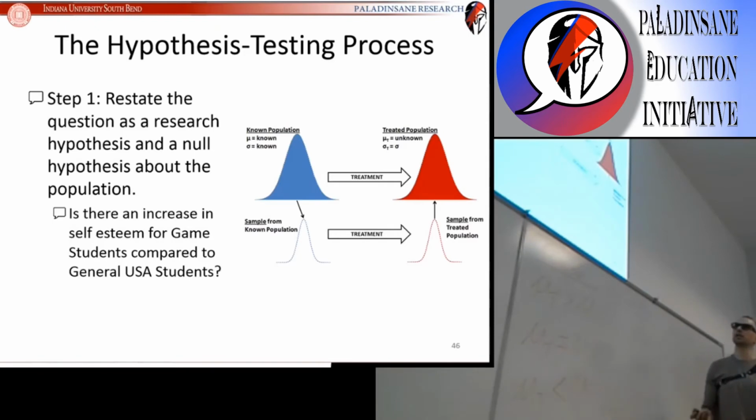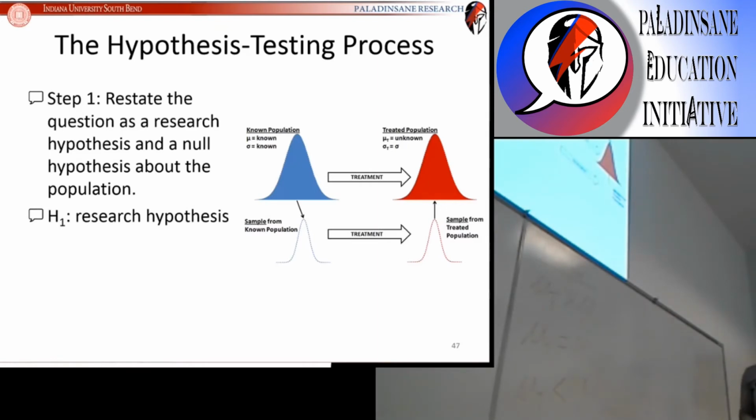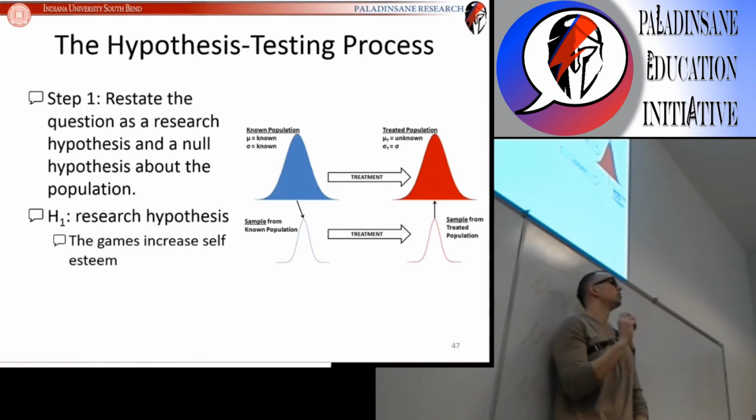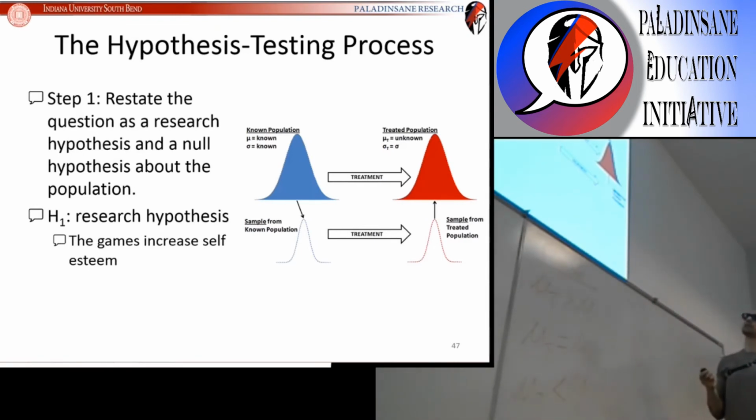So we have a direction, so we need a directional hypothesis, a one-tailed hypothesis. The research hypothesis is always the easiest to do in a one-tail, so make sure you do the research hypothesis first. The research hypothesis is that the games increase self-esteem compared to the general USA population. So we have our research hypothesis.